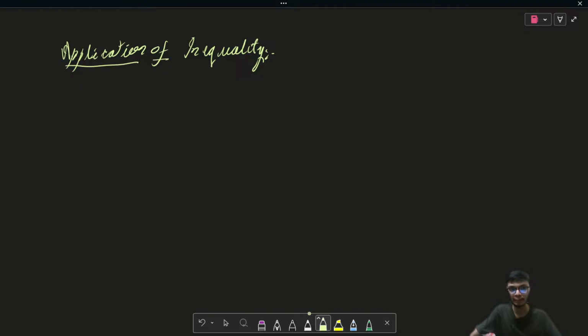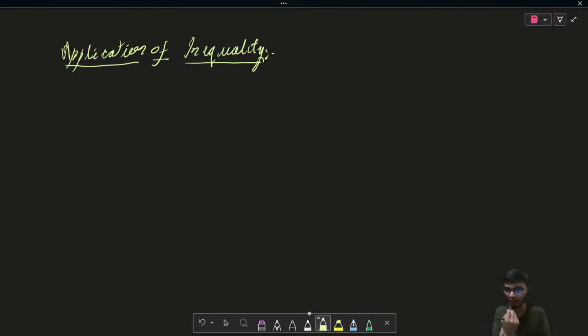Okay, what basically is meant by applications of inequality? Sometimes you are asked to prove inequalities involving a definite integral, or to estimate the upper and lower bound of a definite integral whose exact value might be difficult to find. In that case we try to find the bound of the function.